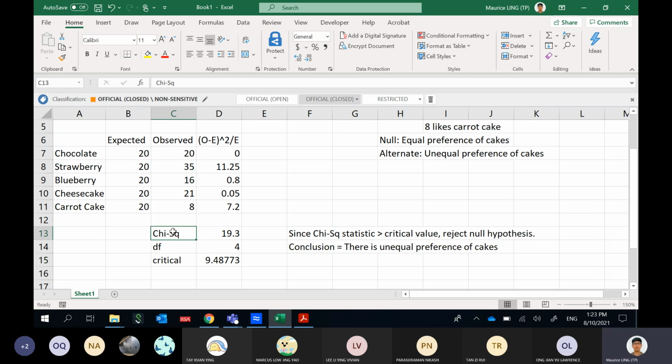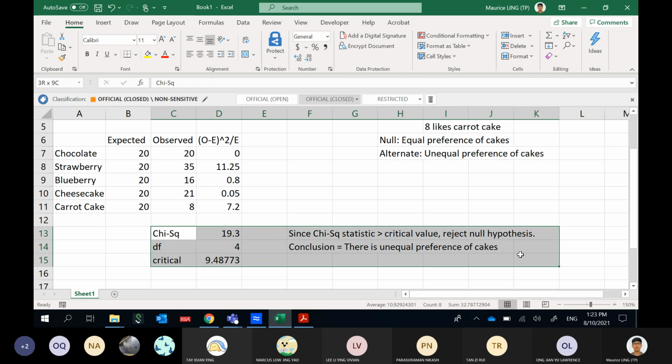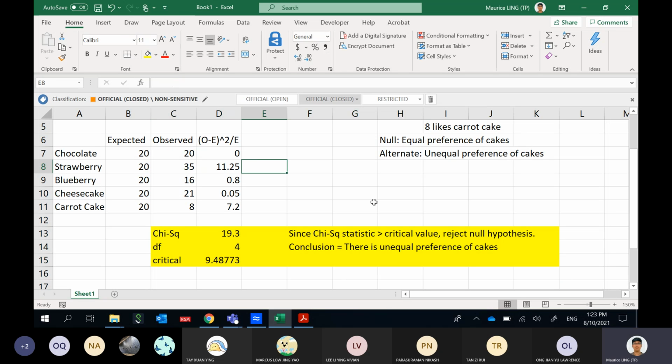So this part is based on the critical value calculation, similar to what you do for your tutorials using critical value. Can you use the p-value type of calculation? You also can. It's actually not very difficult. So let's say we take the p-value. How do we calculate p-value directly?